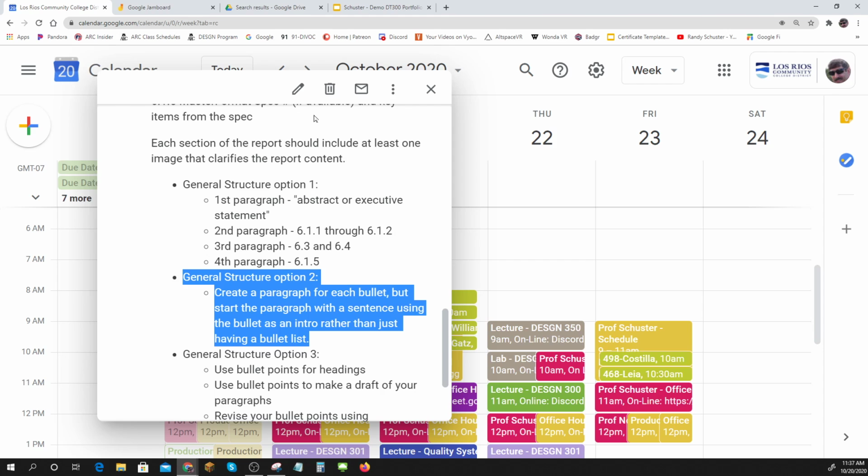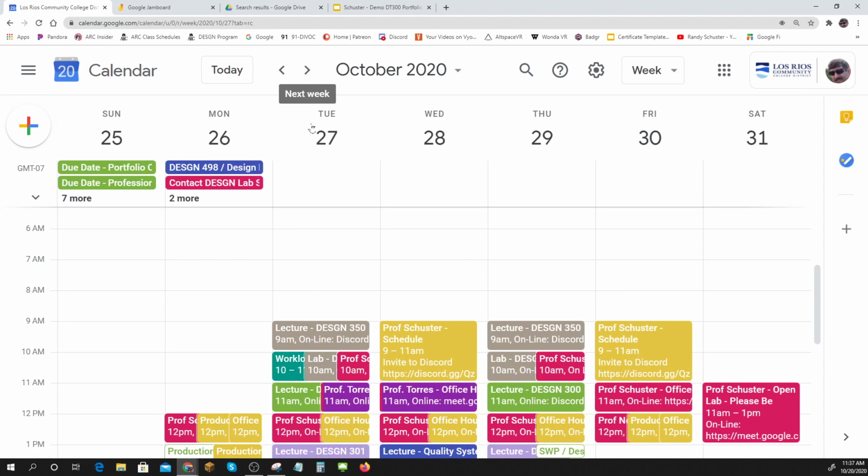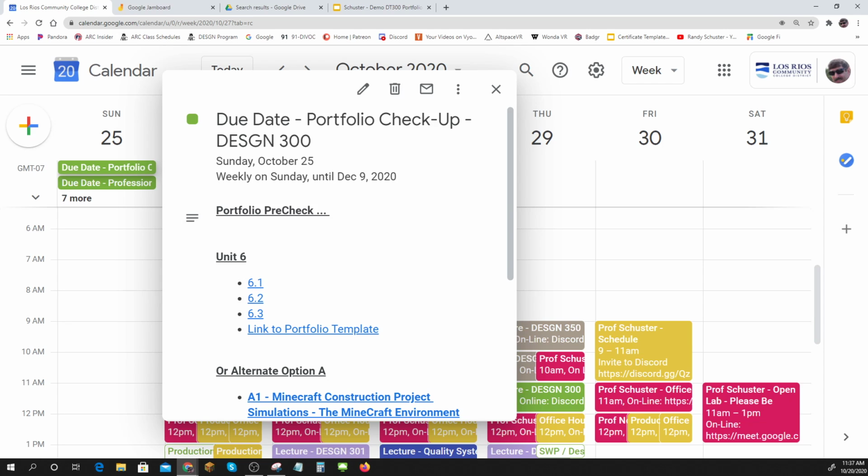If we look at the calendar for Sunday, which should be the 25th, you'll see that it's a portfolio pre-check. And I've got all three. You should try to write something, if you can, on all three. That makes this week heavy duty. But the more you can get in on it, the better. And the big reason for doing it is, even if you write kind of clunky stuff that's not really formatted or well put together, your ideas can be down and in place.